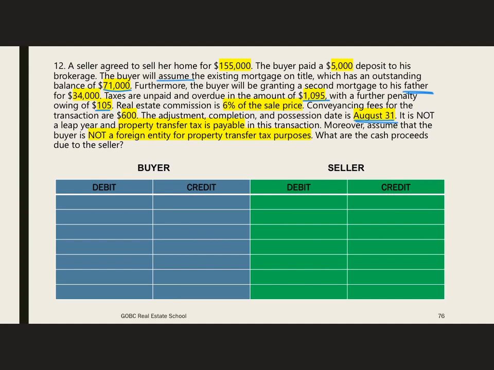Real estate commission, 6% of the sale price. So we debit that to the seller. That won't appear on the buyer's statement. The conveyancing fees for the transaction are $600, so we need to debit the buyer. That won't appear on the seller's statement. And then it says property transfer tax is payable on the transaction and the person is not a foreign entity, so then we would just calculate 1% on that $155,000 sale price. So when you get all of that written in, this is what it will look like.